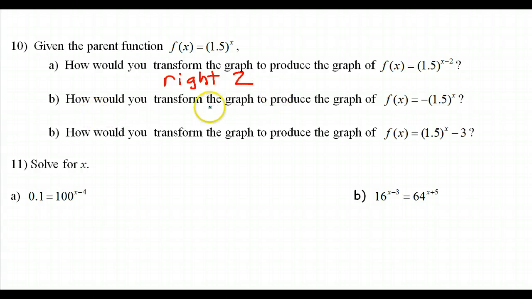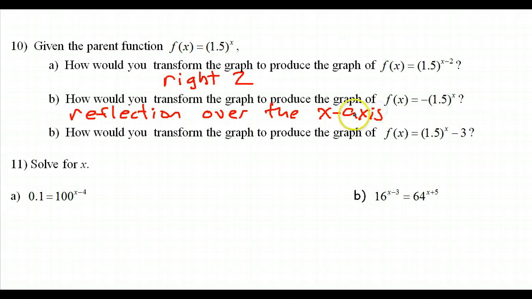Looking at part B, what is the change that's caused by sticking a negative in front of a function like this? Well, that is a reflection over the x-axis. Basically, the function is turned upside down.